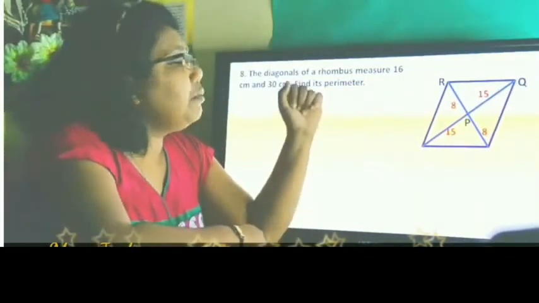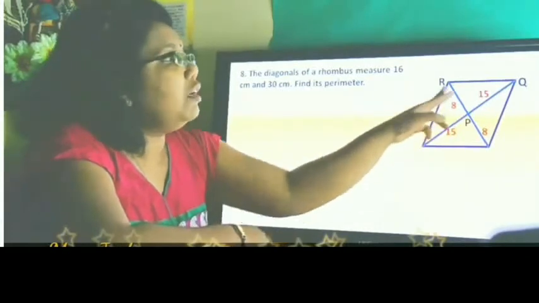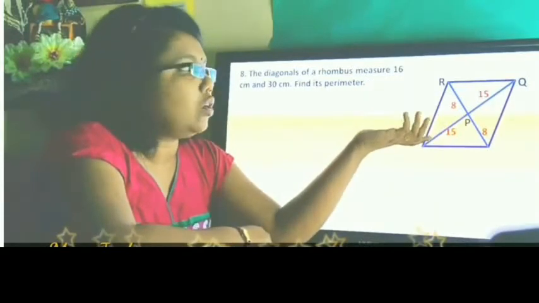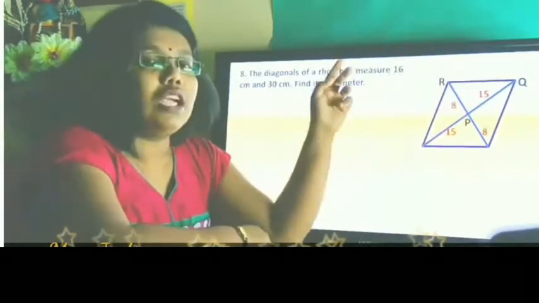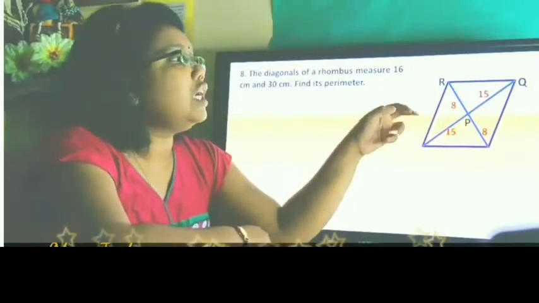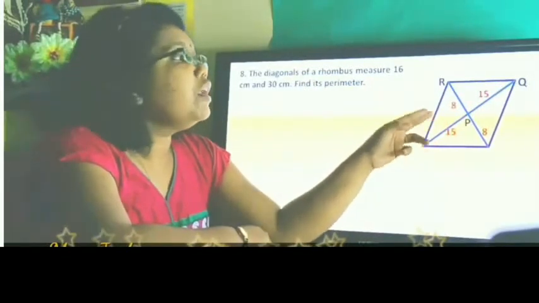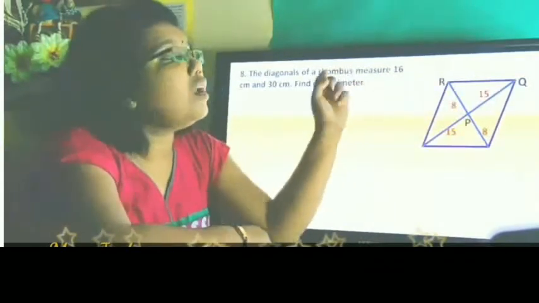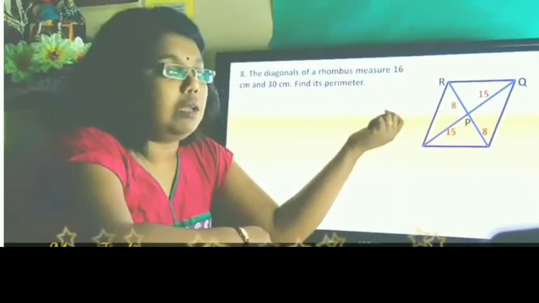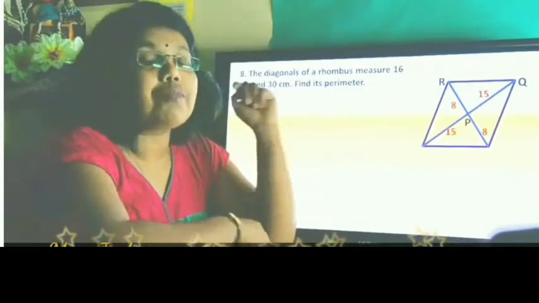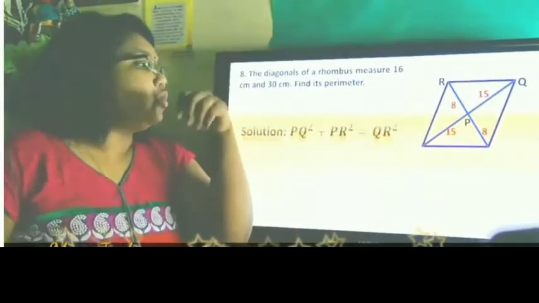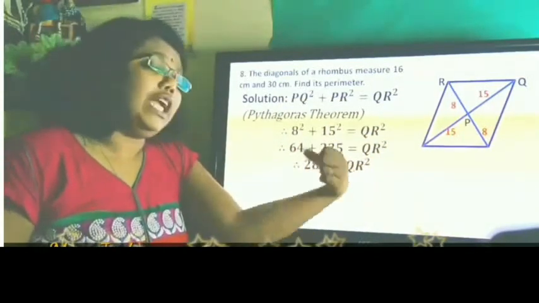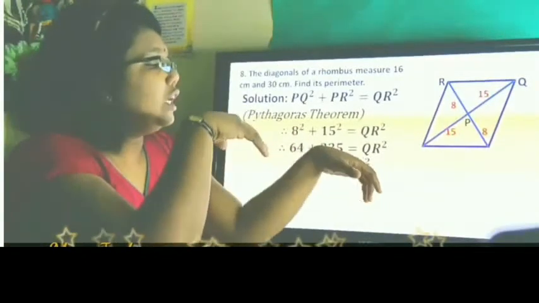And we need to find the perimeter of the rhombus. Now to find perimeter, we need to find this side. Any one side you find and multiply it by 4 gives you the perimeter of that rhombus. But we don't have the side of the rhombus. So we are going to find it using Pythagoras theorem. This is one side and this is another side. This is going to be the hypotenuse. Because we already have RQ as hypotenuse, directly 8 square plus 15 square. 8 square is 64, 15 square is 225. When you add them, what you get is 289.